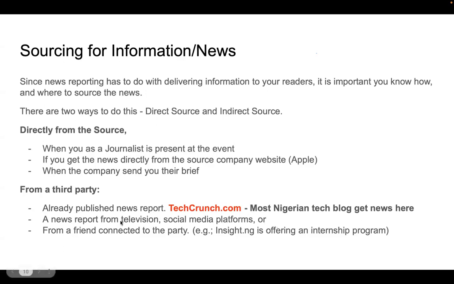If you get the news from television, social media platforms, etc., then that's a third party. Maybe a broadcaster is reporting an event. Maybe the broadcast media were present, and you who are going to write a news article want to create a new subject on it. You are not getting it from the source, you are getting it from a journalist. So they themselves may not have gotten it from the source.